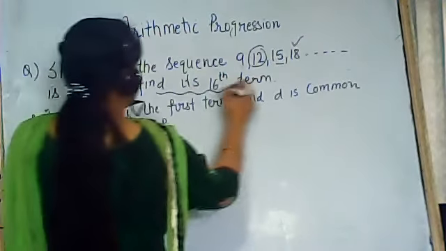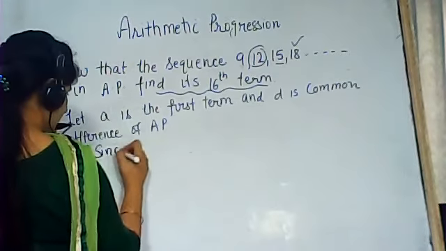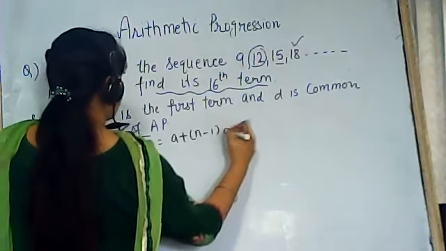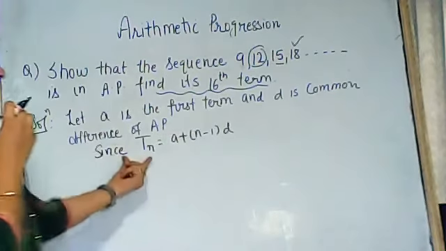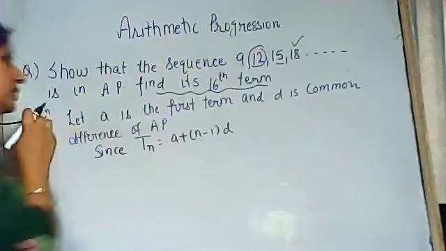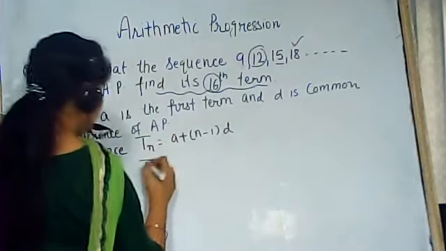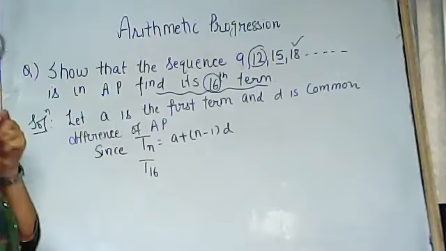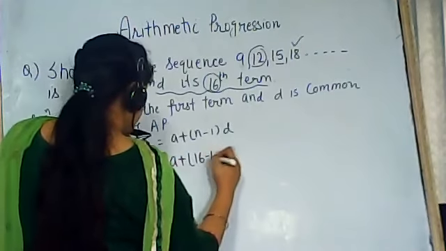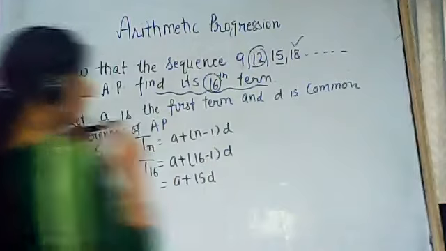We want to calculate the 16th term of this sequence. As we know, the nth term is equal to A plus (n minus 1) into D. This is the formula to calculate the nth term of any arithmetic progression. Now, in this case, we want to calculate the 16th term. It means the value of n is equal to 16. So, what will be the formula? A plus (16 minus 1) into D, which is equal to A plus 15D.